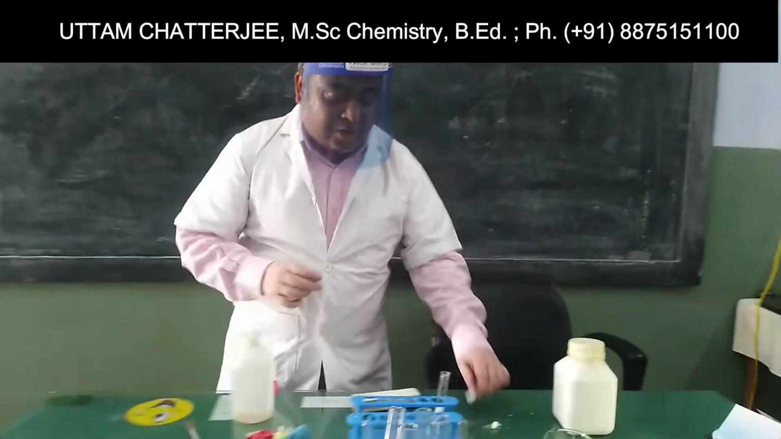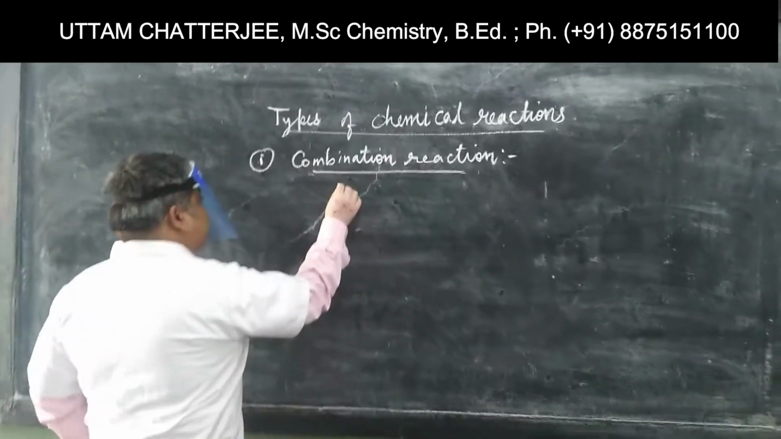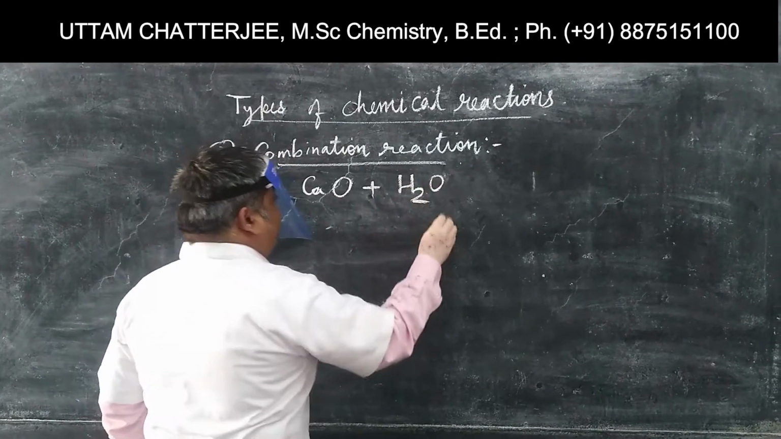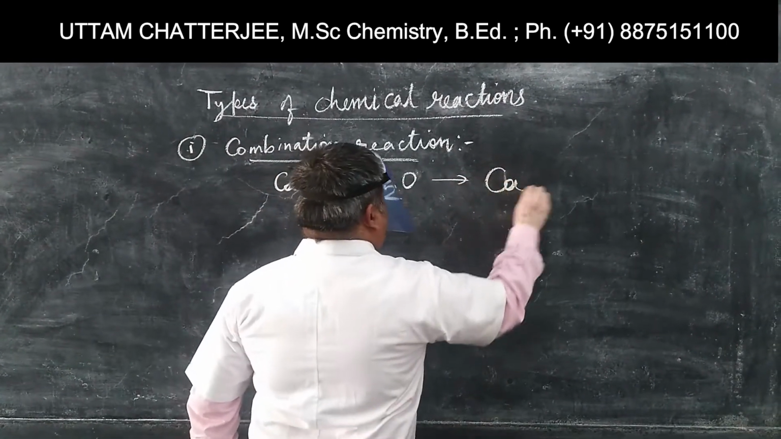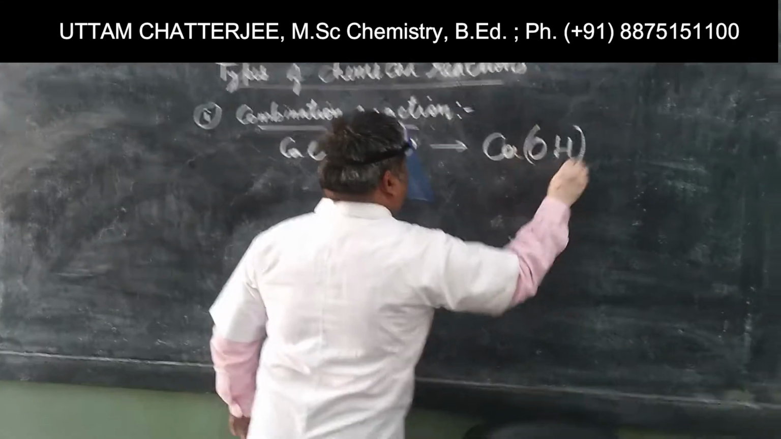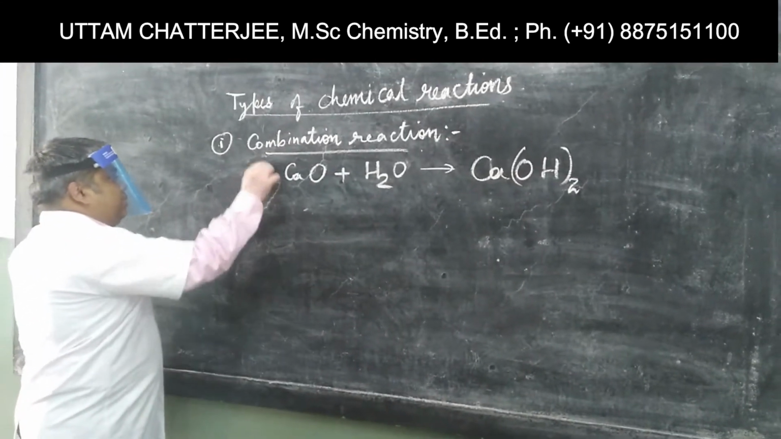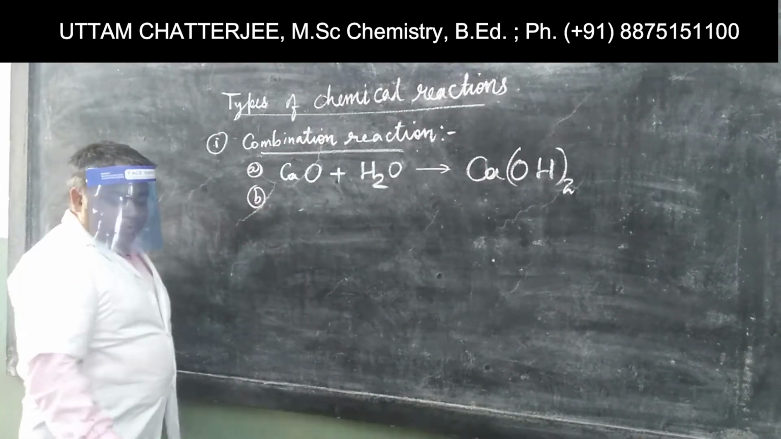So if you were to write it down in the form of a chemical reaction, you write CaO, calcium oxide, plus H2O will form Ca(OH)2. This was one type. Second type, again I will show you, it will be a little more magical.